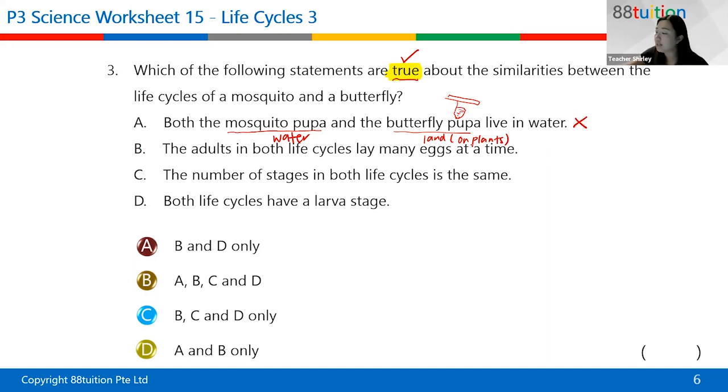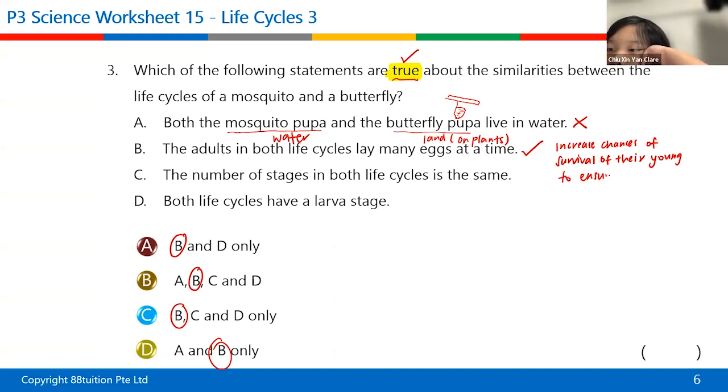Oh wait, sorry, we're going through B. The adults in both life cycles lay many eggs at a time. That is correct. Actually, how do you know it's correct? Because everything has B inside. Okay, and it's also true that the adults lay many eggs because they want to increase chances of survival of their young, so that they can ensure continuity of their kind.